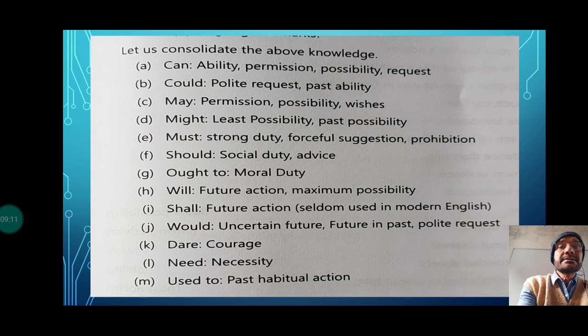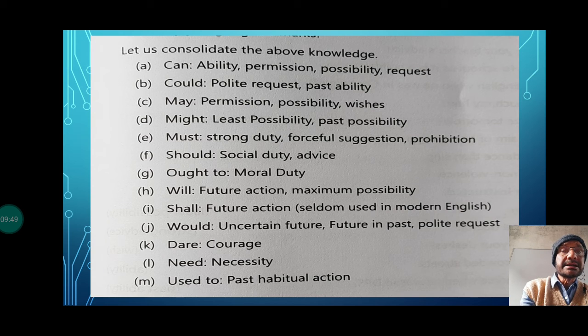So can tells you ability, permission, possibility, and request. Could is polite request and past ability. May, permission, possibility, wishes. Might, least possibility, past possibility. Must, strong duty, forceful suggestion, and prohibition. Should, social duty, advice. Ought to, moral duty. Will is future action or maximum possibility. He will go there, it's maximum possibility, but in future. Shall, future action, seldom used in modern English. So, I shall go there.